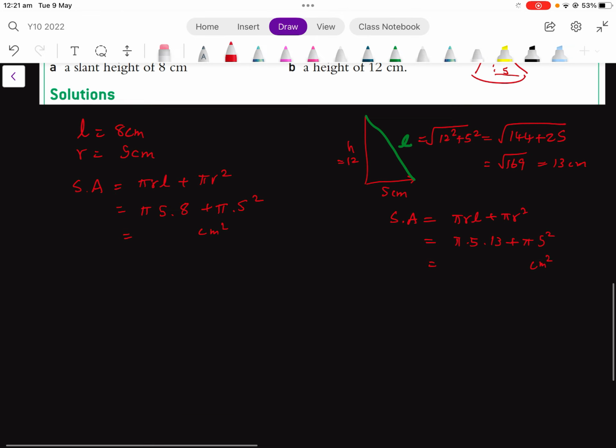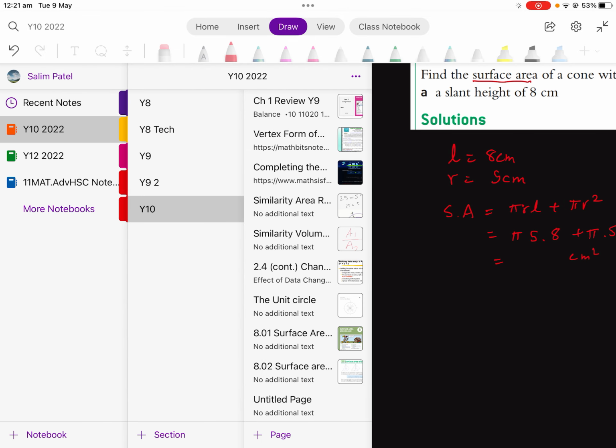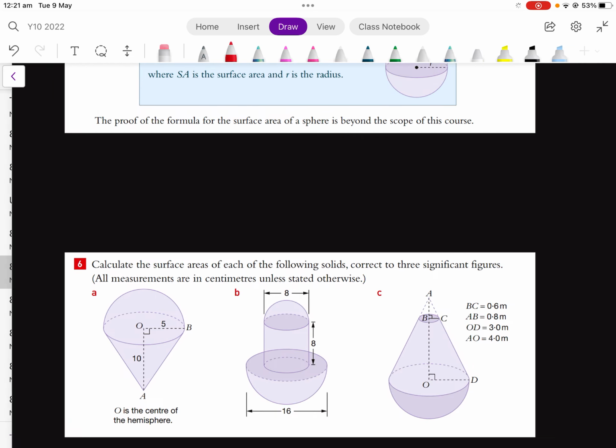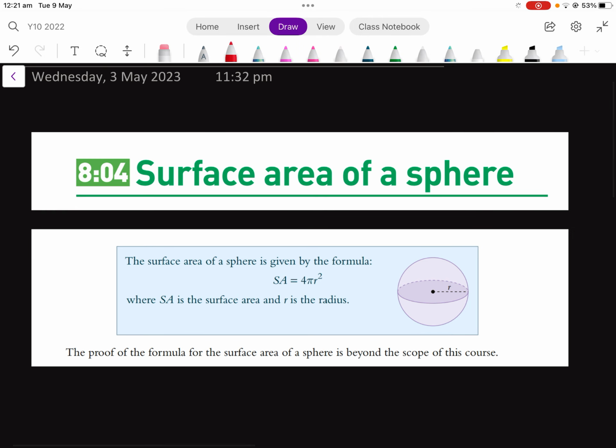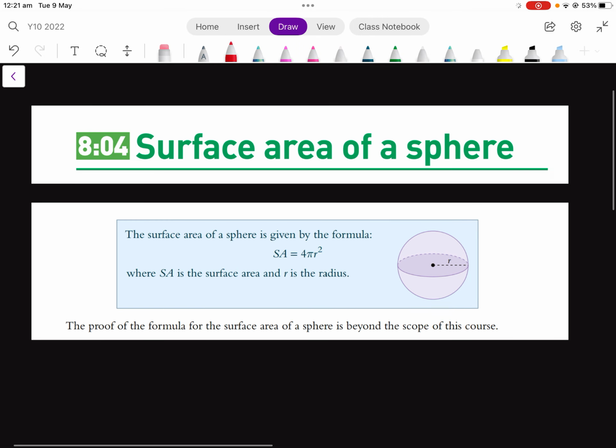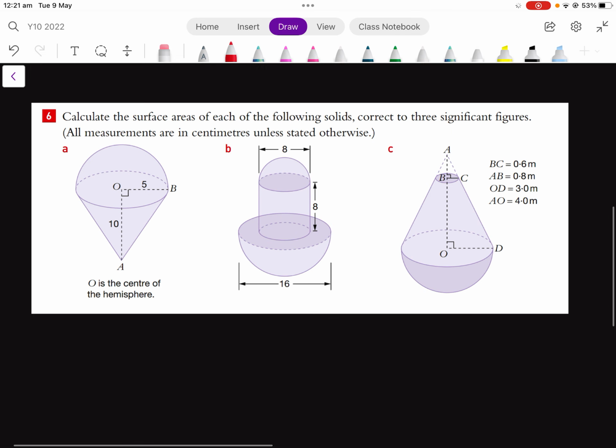And while we are at this, I would also want to see if we can do the next one, which is surface area of a sphere. For the surface area of the sphere, there is no derivation in year 10. So we simply need to know the formula, and the formula is 4 times pi r square. So the surface area of the sphere is given by this formula, 4 pi r square. And r is the radius of the sphere. Okay. So let's do a couple of examples here.